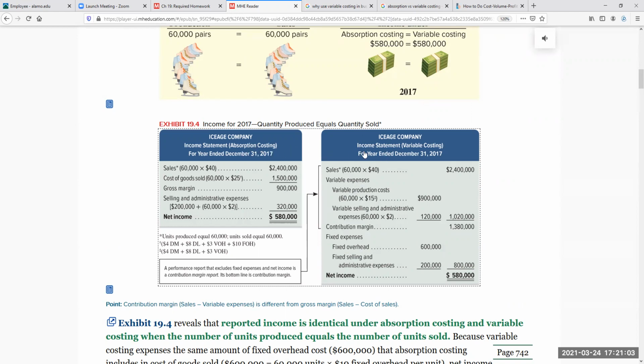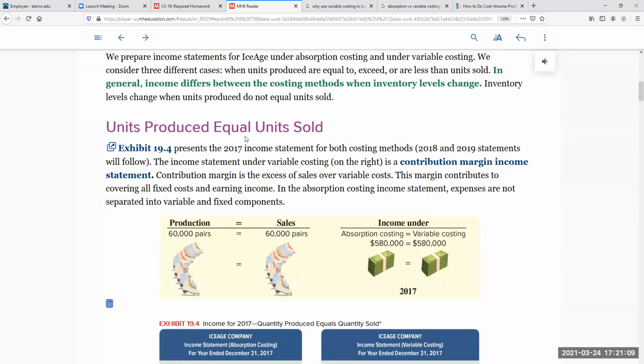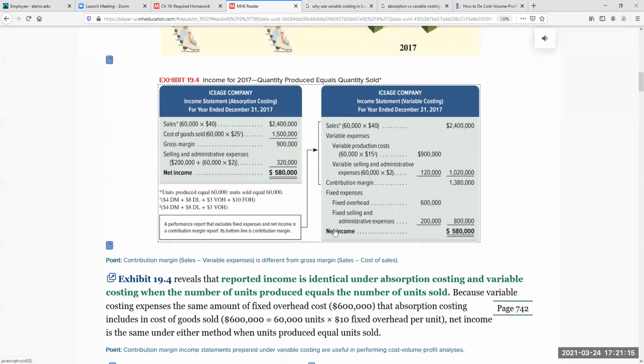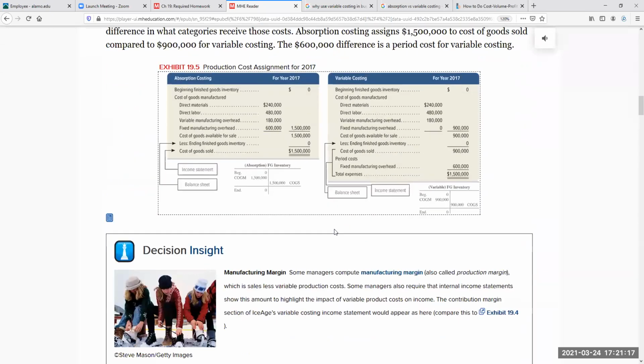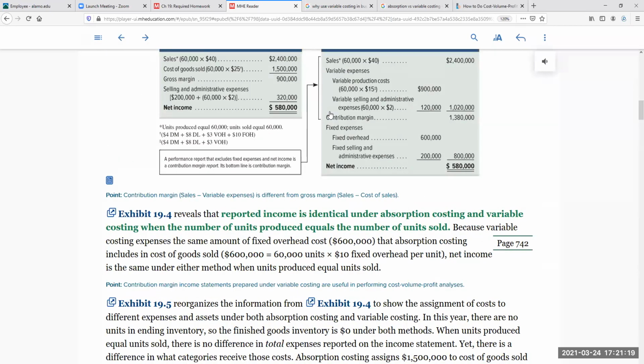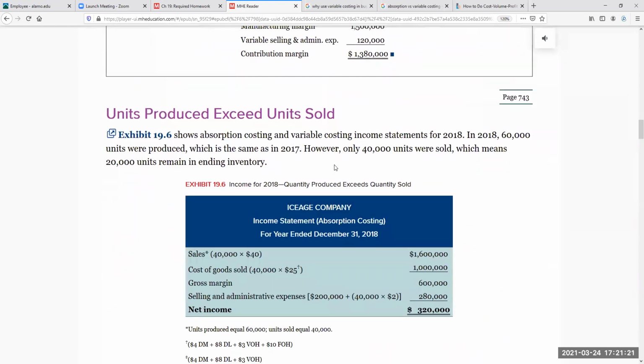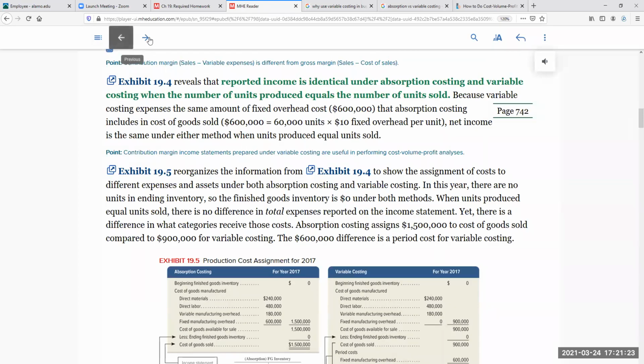Now, in this case, they're showing you absorption and variable give the exact same net income when the units produced equals the units sold. You produced 60,000, you sold 60,000, so the results are going to be the same. But other than that, they're not going to be the same. All right, let's see the next page.